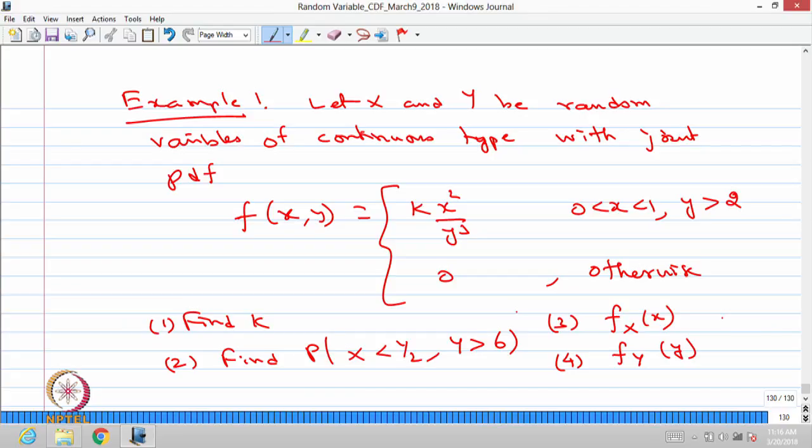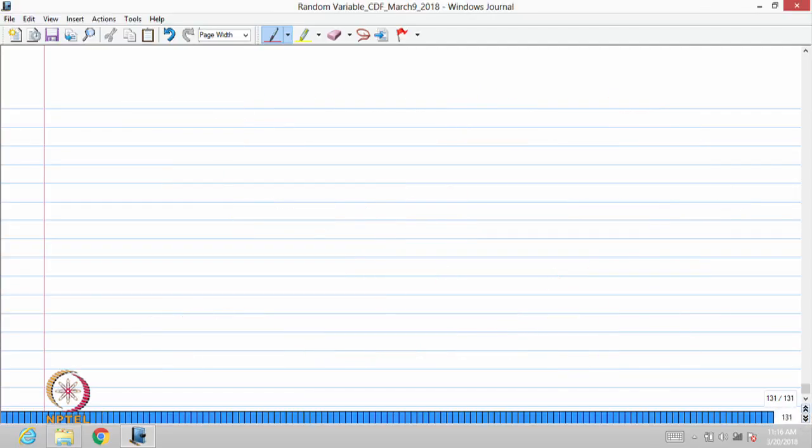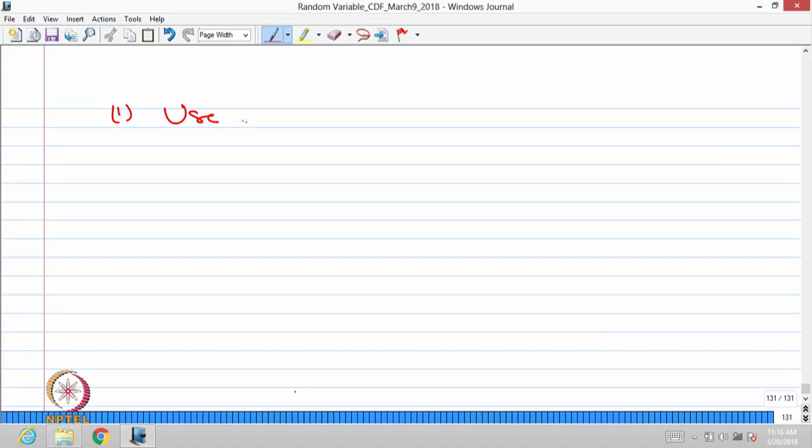So, let us go for finding out the value of k for which it is going to be a joint probability density function. We know that the property of a joint probability density function is that it is always greater than or equal to 0 and the double integration has to be 1. So, use double integration, the joint probability density function is going to be 1.